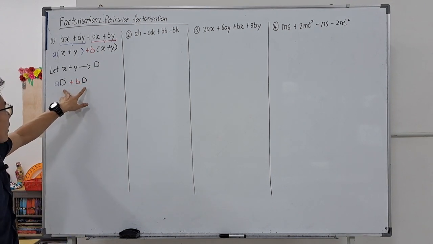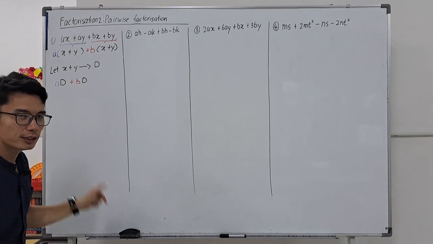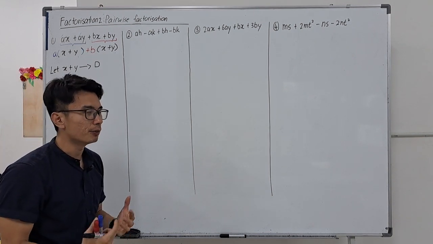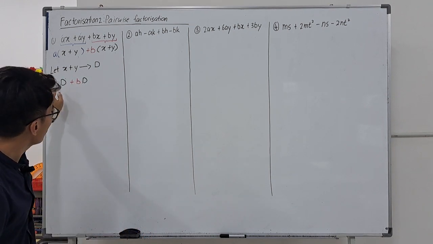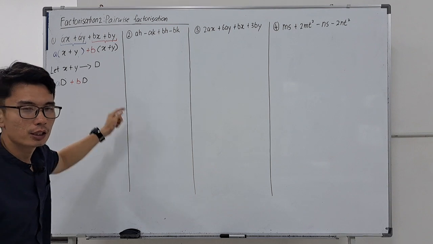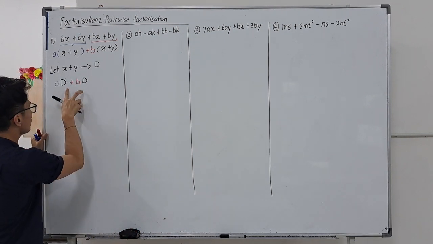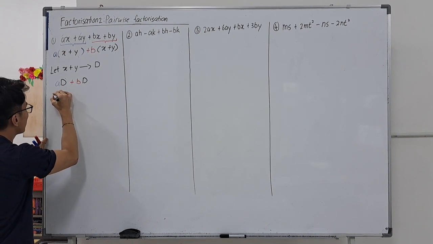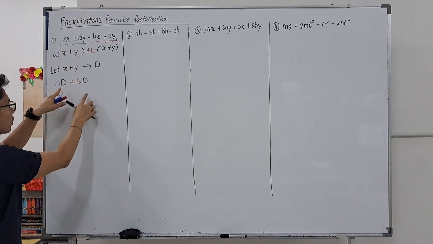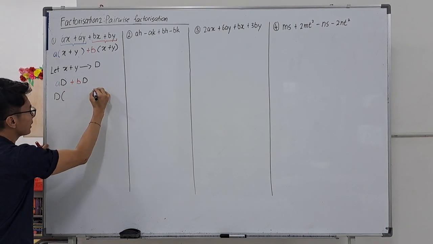Let's take a look at this new expression that we have written down. Does this look like the earlier example that we did? Factorizing out common terms, right? Is there any common term in this expression that we can factorize out? If you're able to see, we can factorize out D over here because it's common. Both of them have D, right? So if I factorize out D, what is left?